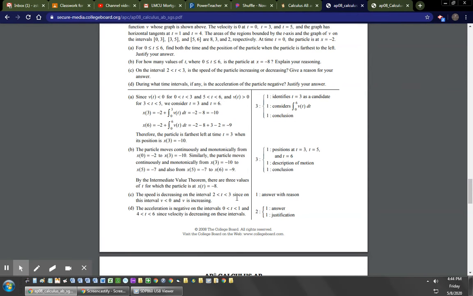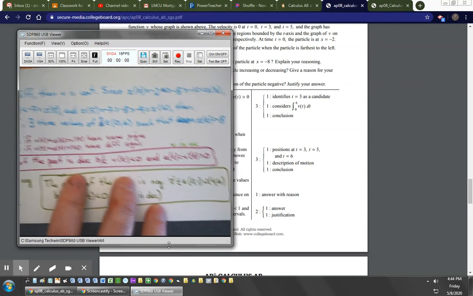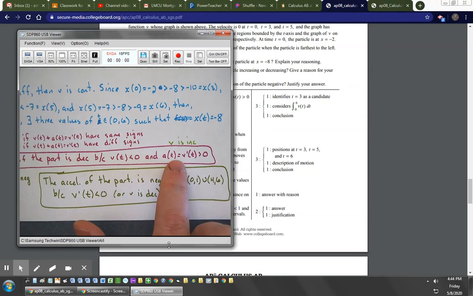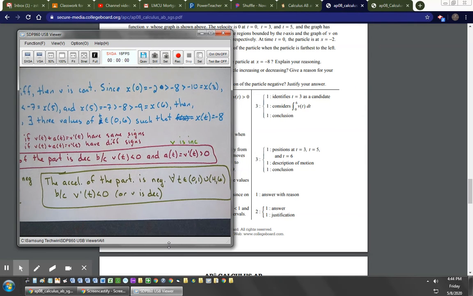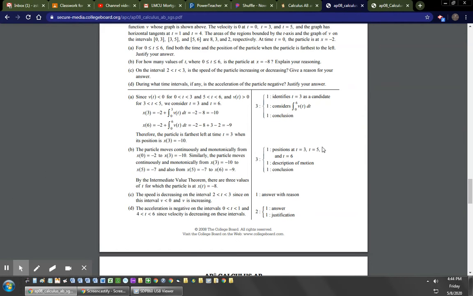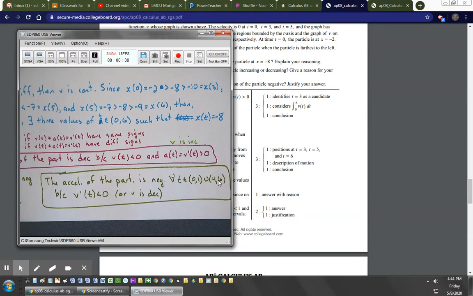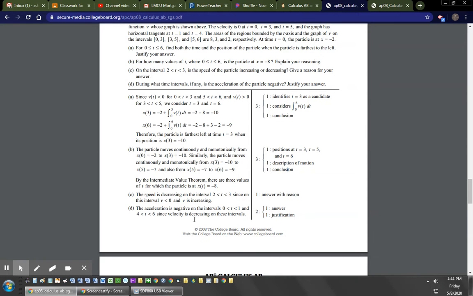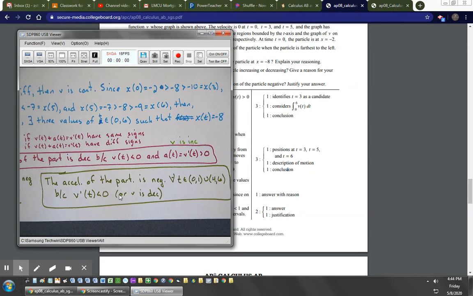The speed is decreasing, just 1 point for the answer. Since on the interval v is negative and v is increasing, I said that because v is negative and v prime is positive, which means the same thing. Those are definitely the same. The acceleration is negative on the intervals from 0 to 1 and 4 to 6. So did we say 0 to 1 and 4 to 6? 0 to 1 and 4 to 6 because velocity is decreasing. I said velocity prime is negative, which means the same thing.